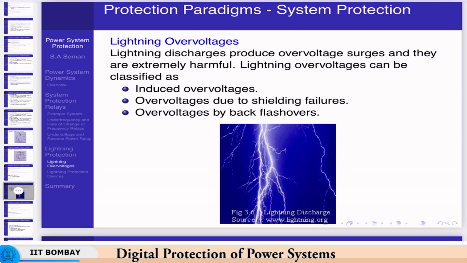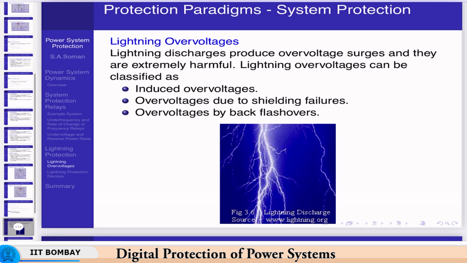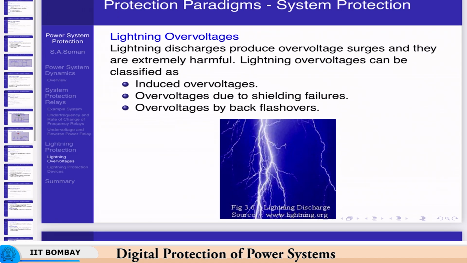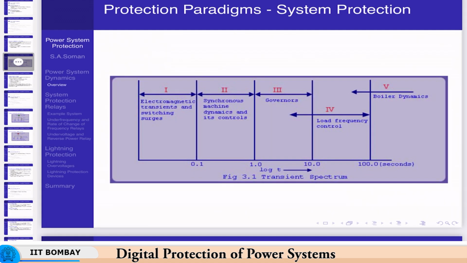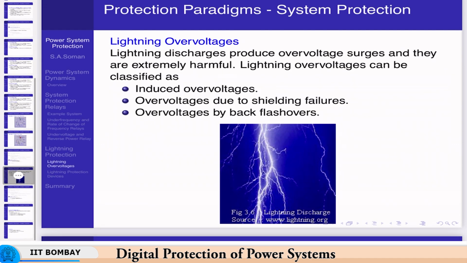These are applied in the system. These operate in the very early part of the event. If you see here, they operate in the electromagnetic transients kind of time frame. The relays will not be able to react in the earlier period, because the relays start reacting only towards the 100 millisecond kind of mark. So, no relays can be used to protect against lightning.